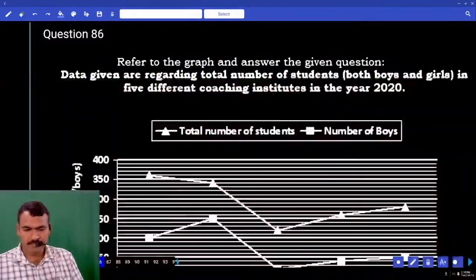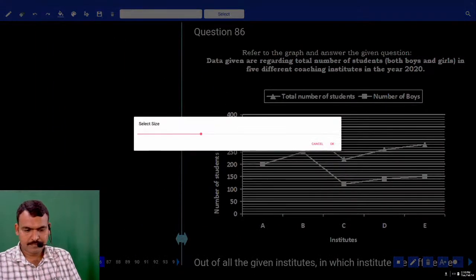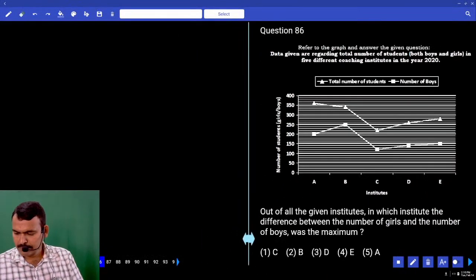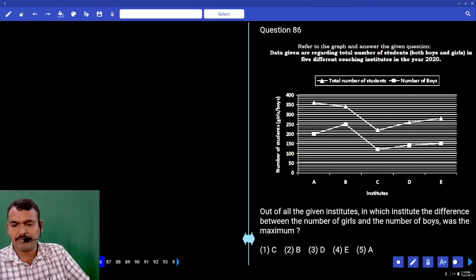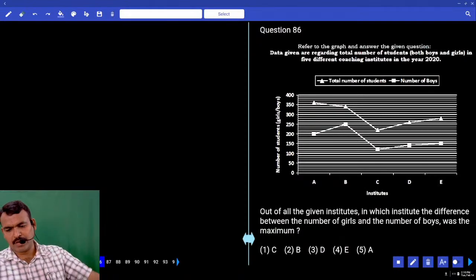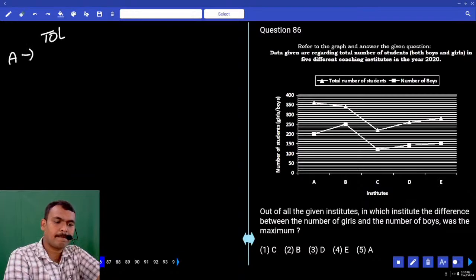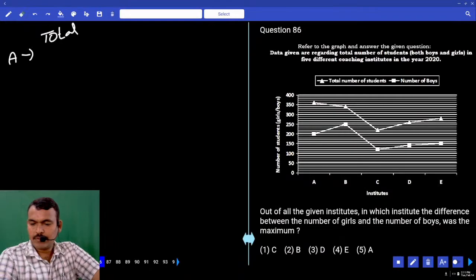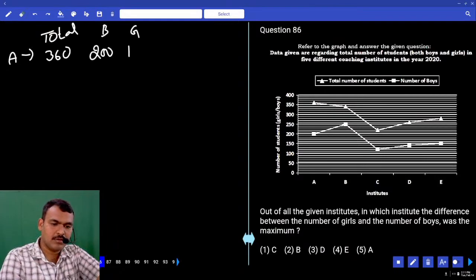Next, 86 to 90. Data given are regarding the total number of students, both the boys and girls, in 5 different coaching institutions in the year 2020. First one is total number of students, second one is number of boys. First, in Institute A, what are the total students? 360. In that, boys are 200. Obviously girls is 160.